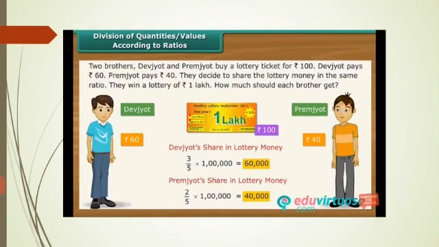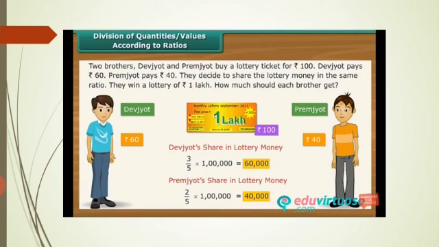Okay. Then next, the division of quantities. I have given an amount, with values according to the ratios, for 2 persons. In the previous video I gave 2 girls. In this one, 2 brothers, Devjot and Premjot, buy a lottery ticket for rupees 100. Devjot pays rupees 60 and Premjot pays rupees 40. They decided to share the lottery money in the same ratio.